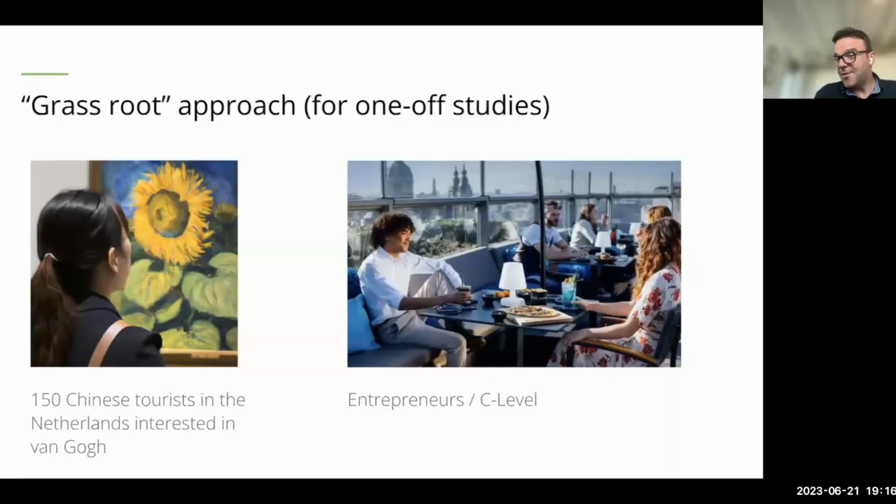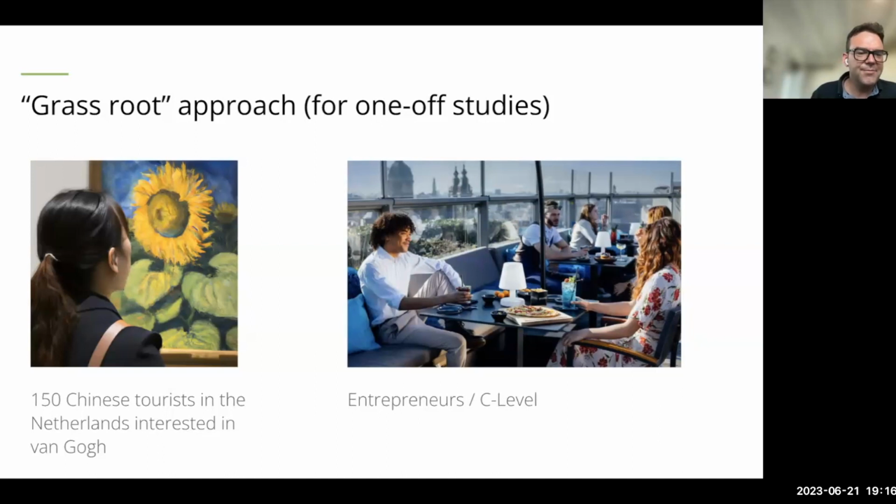I explain this by examples. I talk about two approaches. One I call the grassroots approach for one-off studies. That means you have a unique project, or you have one hypothesis, which is something you need to research, but it's not something you need to do ongoing.